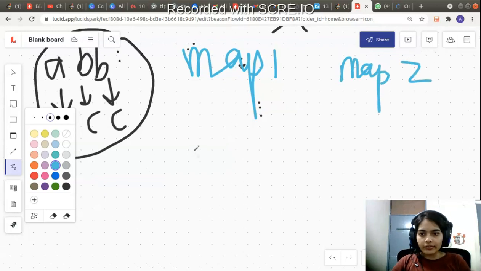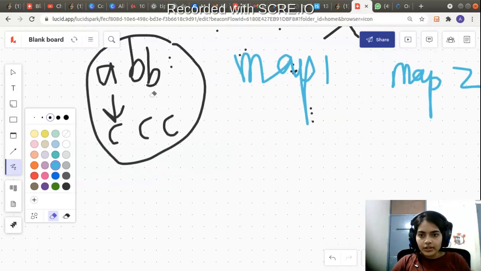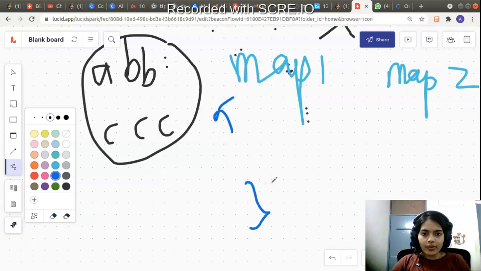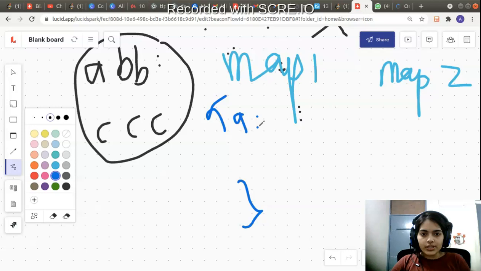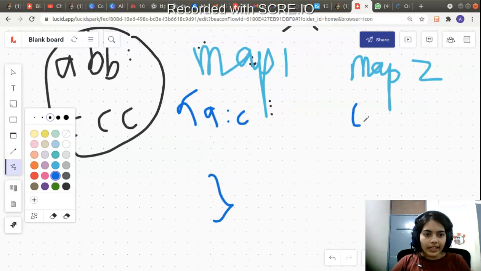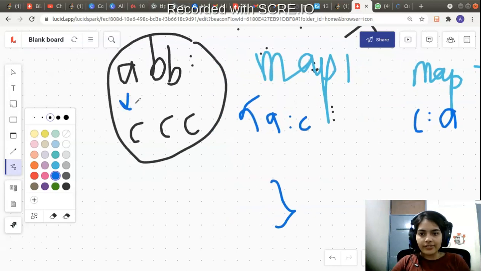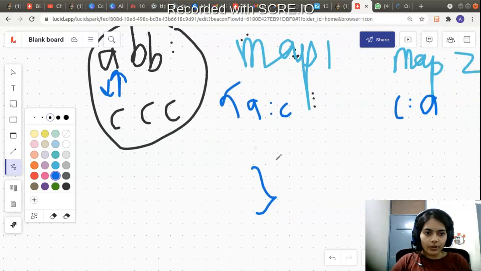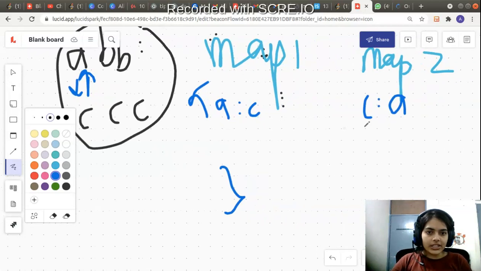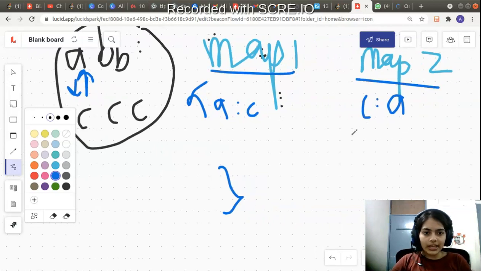So what are they for? Let's see. In this example, when we use map 1, we will first connect A to C in map 1. In map 2, we will connect C with A. So you are establishing two-way connections, right? That will ensure that this case, which was returning true and is not actually true, gives us the proper answer. So you connect A with C in the first map. In the second map, you connect C with A.